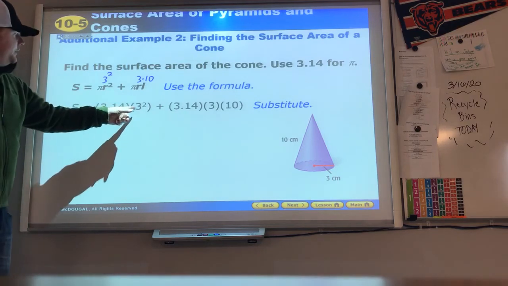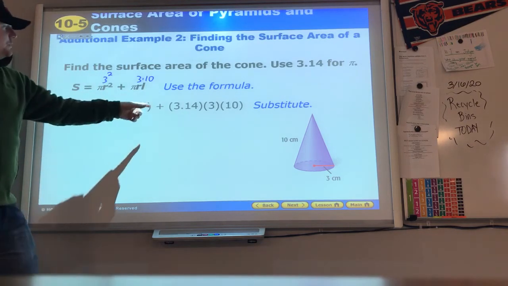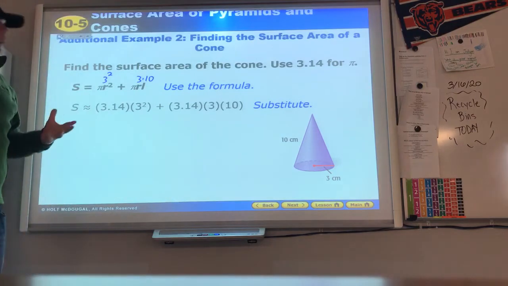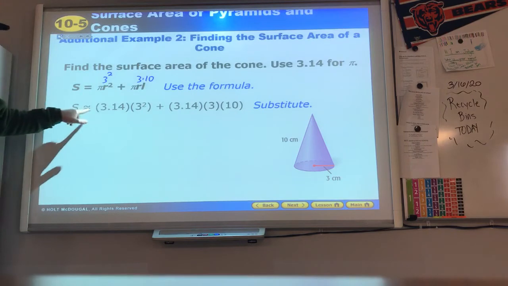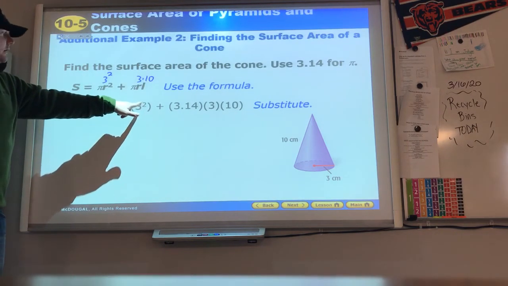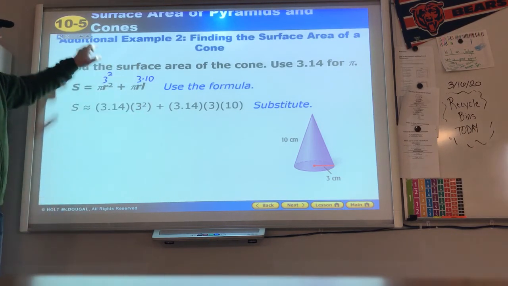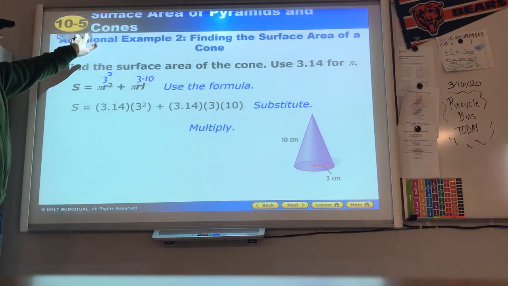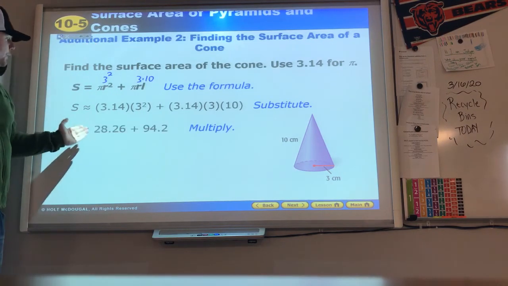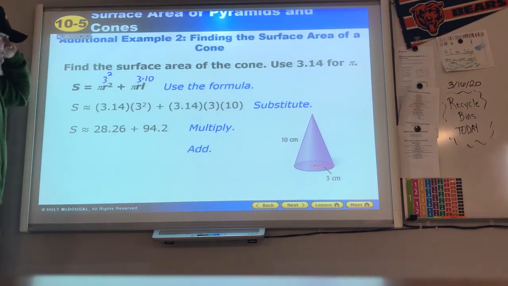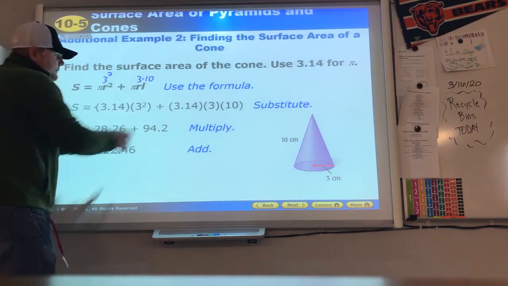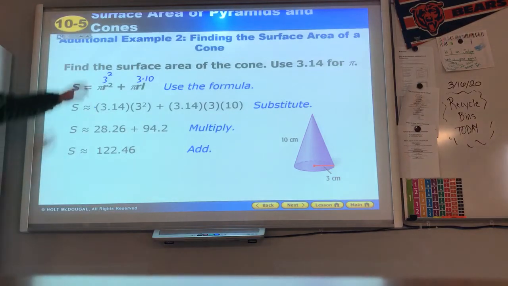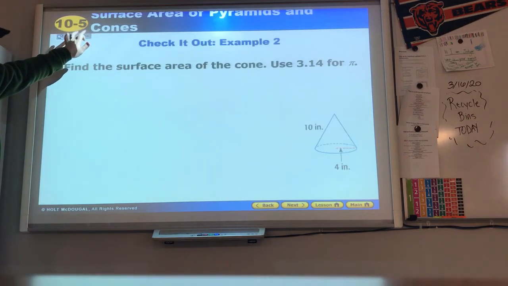Oh, 3.14. 3 squared. All right, plus 3.14 times 3 times 10. Now, once I put the numbers in, after I wrote this, I know exactly what to do. 9, because you have to do PEMDAS, exponents first, times 3.14, and then 3.14 times 3 times 10. We get those items. We add them together. We get 122.46. So this all turned to that. This turned to this. We add them together. And don't forget, it should be centimeters squared.